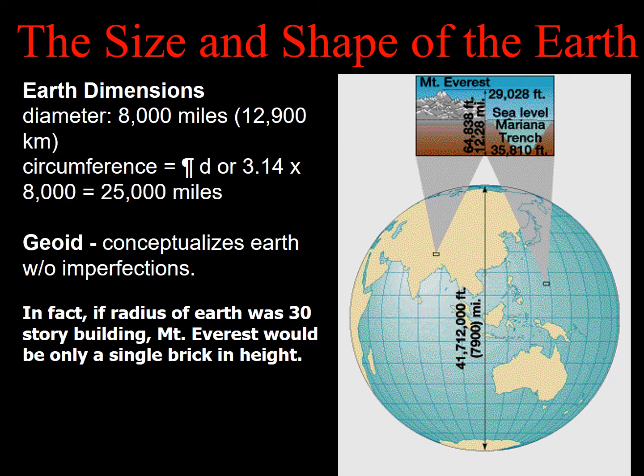Earth is roughly 8,000 miles in diameter. If you go all the way around it, the circumference is 25,000 miles. Now, it is relatively smooth. They said if the radius of the Earth was a 30-story building, Mount Everest would only be a single brick in height. So this gives you a scale of how large the Earth is.